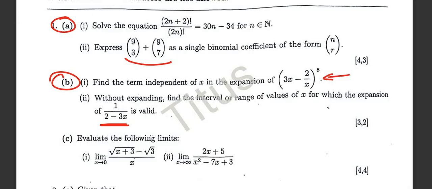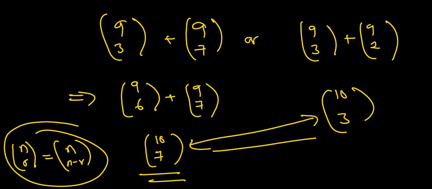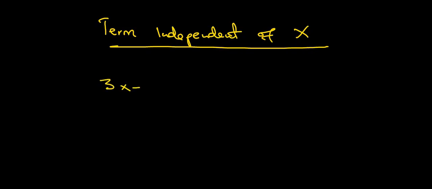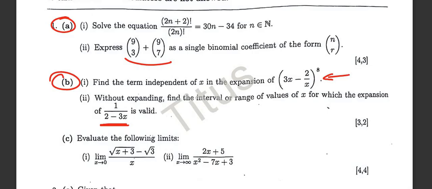So let's start by getting the term independent of x. For the first part, this is 3x. So let's put this as a title: the term independent of x. So we have 3x minus 2 over x, all to the power 8.